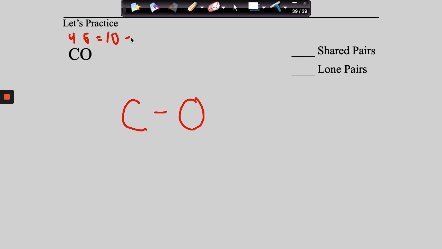We've got 2 on the screen. That's that single bond. That leaves us 8. So let's spread these out. And guys, it really doesn't matter how you do this. You could go 1, 2, 3, 4, 5, 6, 7, 8.